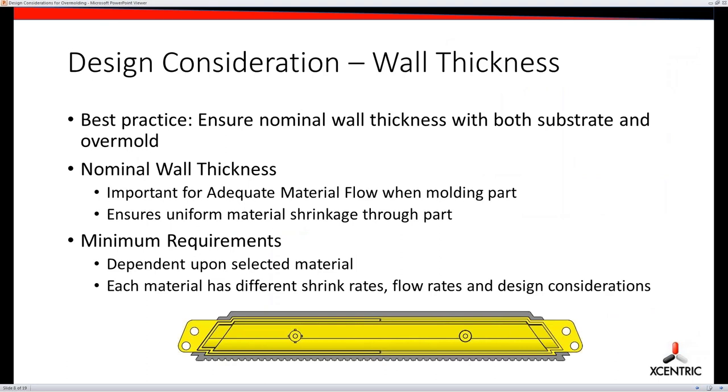So one of the first design considerations is wall thickness, and this goes with any injection molded part, not just overmolded. The best practice is always to ensure a consistent nominal wall throughout the part, and this applies to both the substrate and the overmold. The reasons for this: it allows for adequate flow of material when it's being molded. It helps with uniform shrinkage of the part as it cools when it comes out of the mold. If you have too many thick-thin wall transitions or thick sections in a part, it can lead to abnormal shrink, which can affect the overmold later on, which we'll touch on.